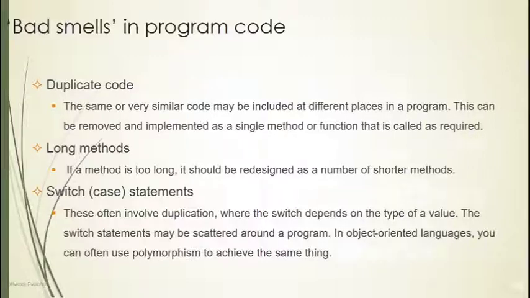And the second one is a long method. If a method is too long, it should be redesigned as a number of shorter methods. And the next is switch case statements. This often involves a duplication where the switch depends on the type of value. The switch statement may be scattered around the program. In an object oriented language, you can often use polymorphism to achieve the same thing.